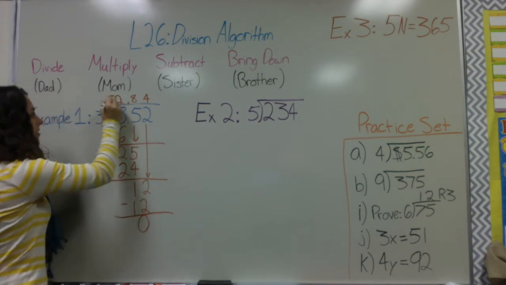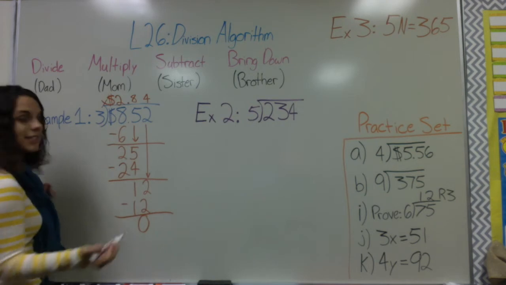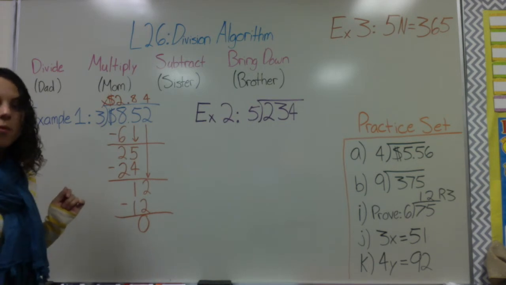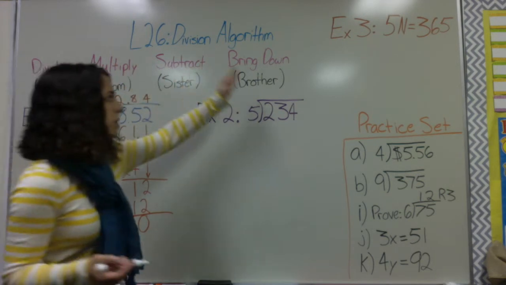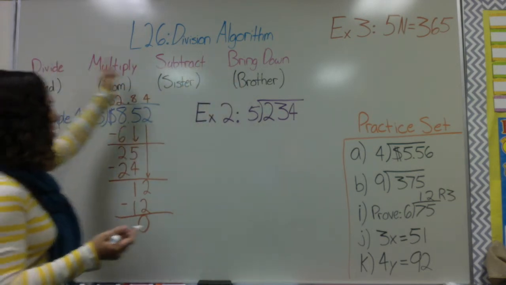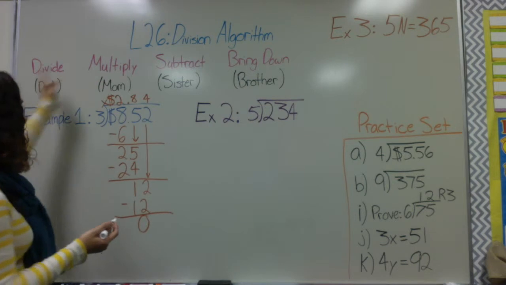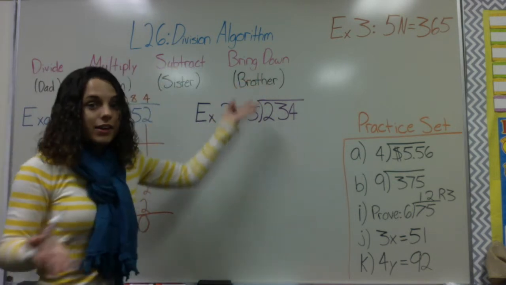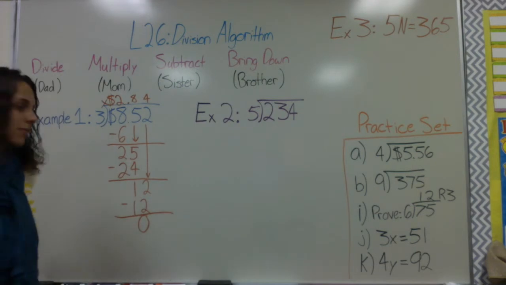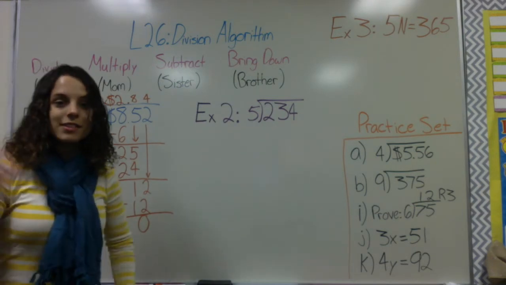And then I put my dollar signs. I have $2.84. That is example 1. Again, I always did divide, multiply, subtract, bring down, go back again. Divide, multiply, subtract, bring down, go back again. Divide, multiply, subtract, bring down. And if I don't have anything to bring down, I stop. That's it. So that's the thought process that we need to get through.